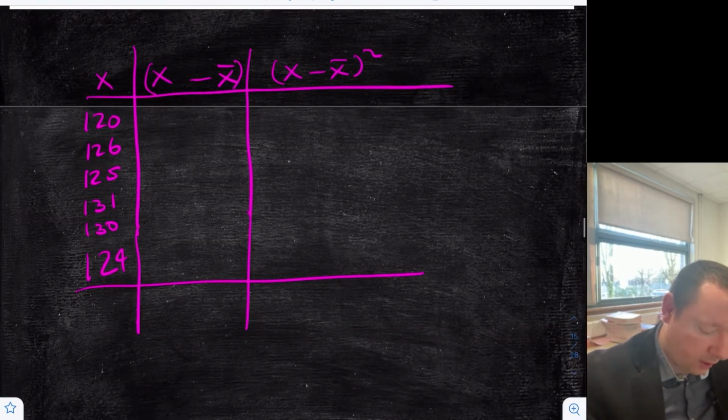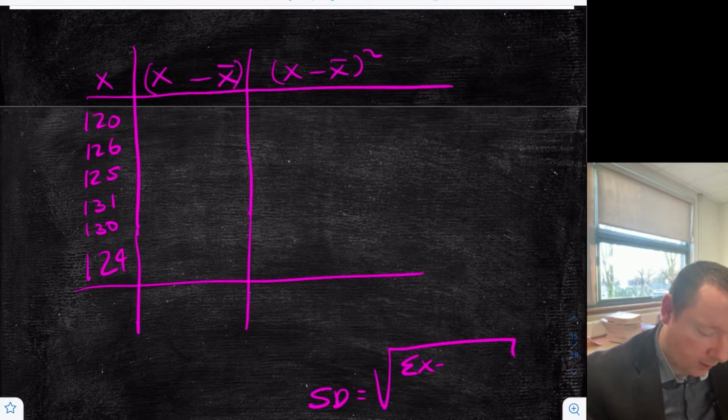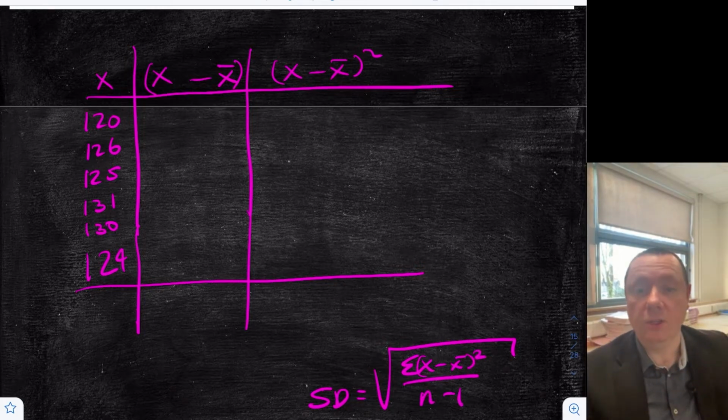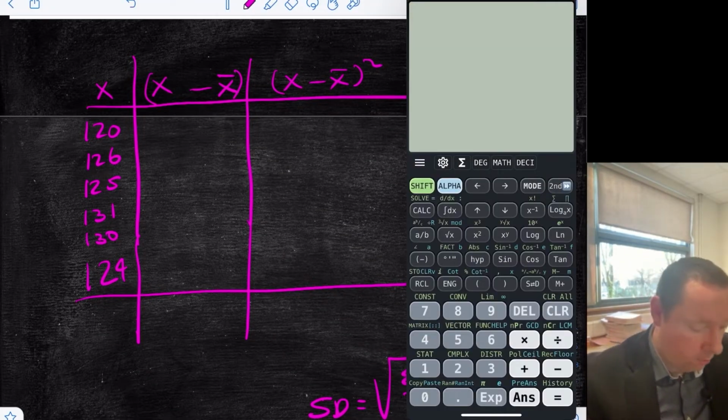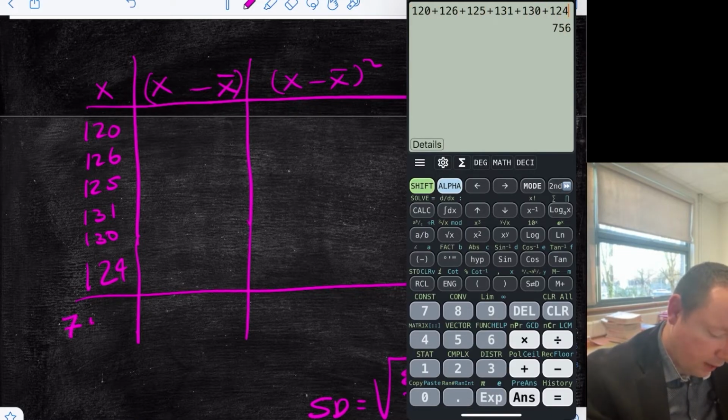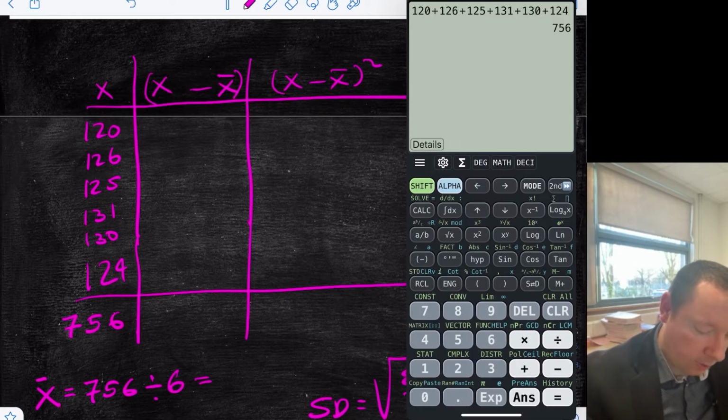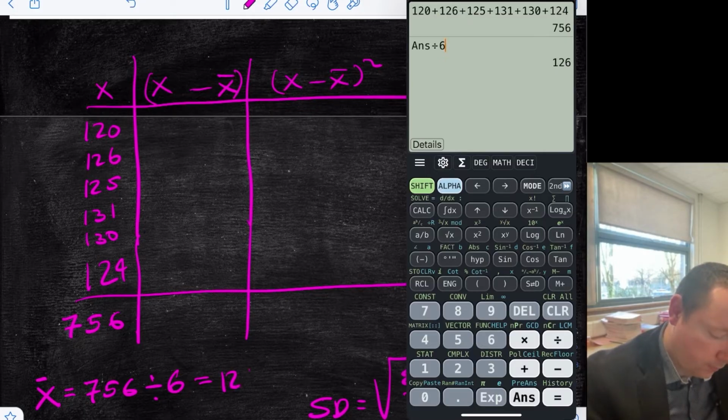But our formula for standard deviation from the start of the exam paper is the square root of the sum of x minus x bar squared over n minus 1. There is another formula, but I never use it. Calculate a total for the first column, add them all up: 756. So our mean, which we can just write as x bar, we'll write the word mean, is 756 divided by 6, because there's 6 numbers. Using my calculator, that equals 126.